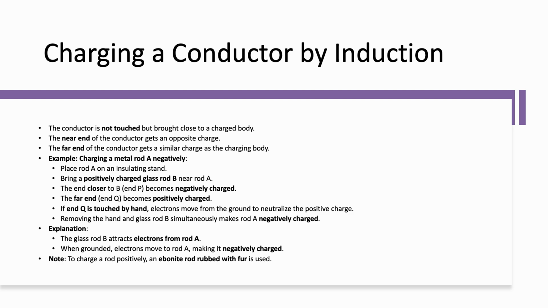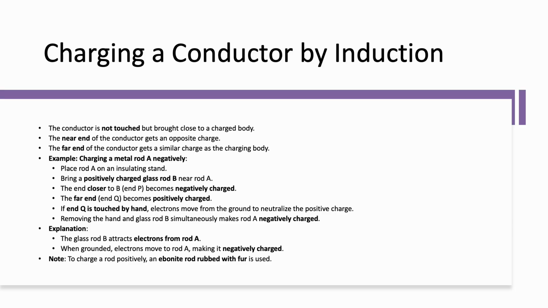Example, charging a metal rod A negatively. Place rod A on an insulating stand. Bring a positively charged glass rod B near rod A. The end closer to B, end P, becomes negatively charged. The far end, end Q, becomes positively charged.